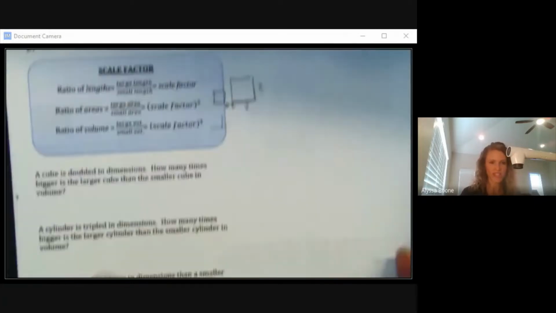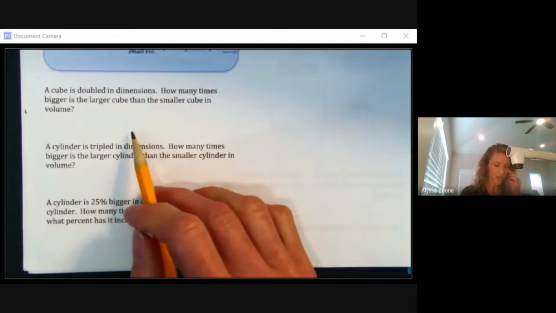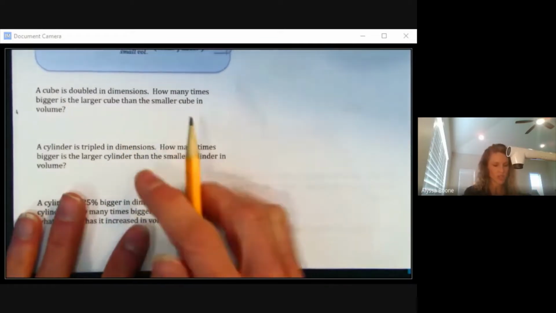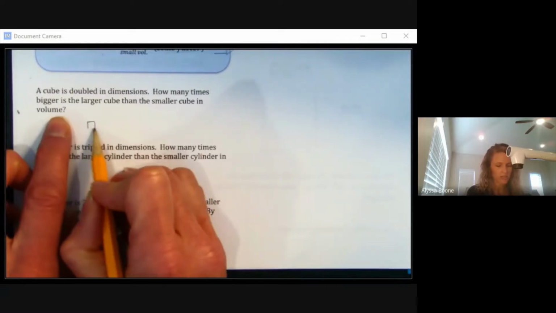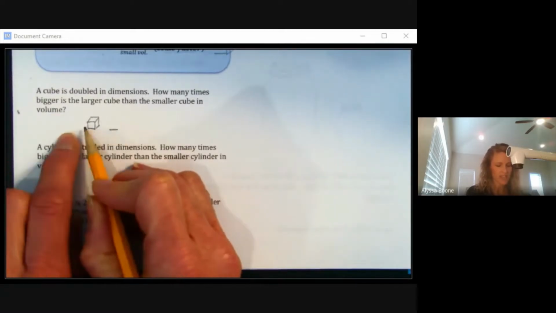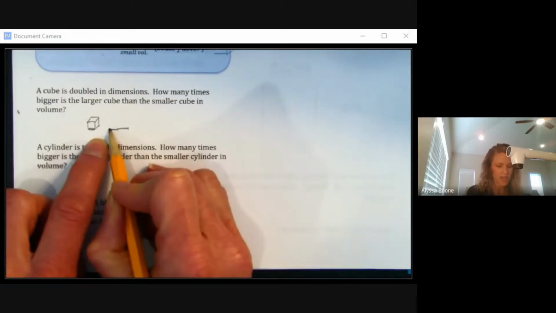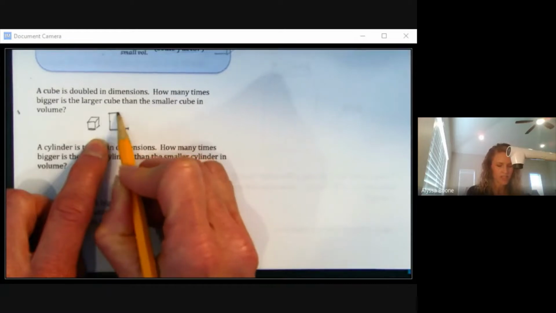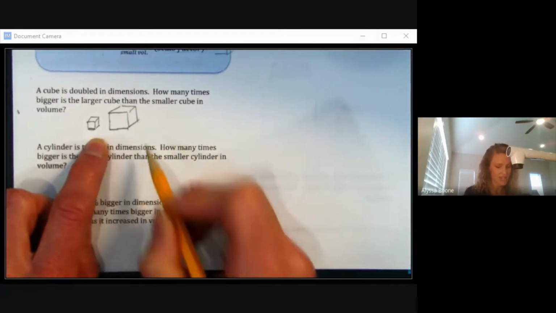So let's try a couple practice examples. A cube is doubled in dimensions. How many times bigger is the larger cube than the smaller cube in volume? So it's a little cube right here. We're going to double it, meaning we take that same size right there and make it again itself, the same height and again on itself. And there it is, twice as long and twice as high and twice as deep because it's a cube.